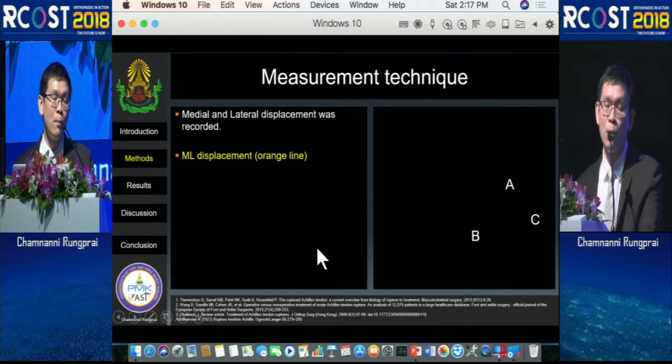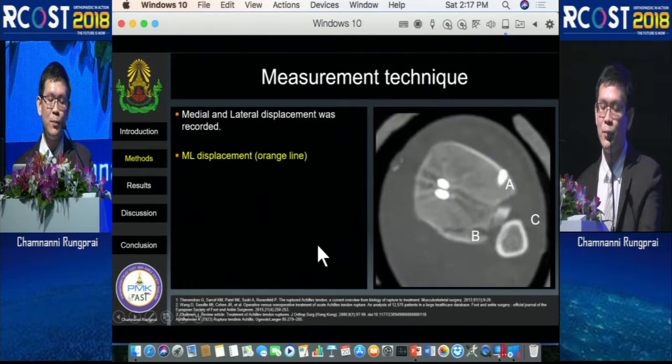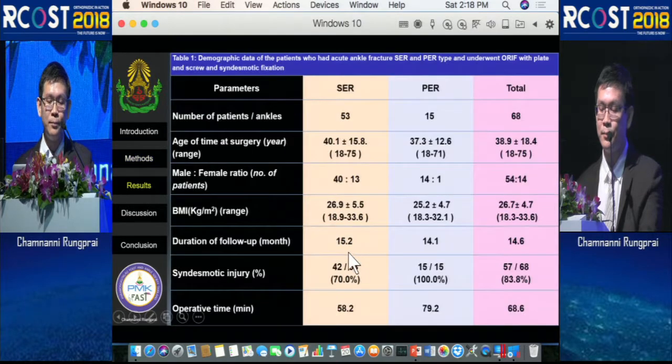On the other hand, we also measure the medial and lateral displacement. We use the same line and measure the inner part of the fibula from the AB line. If the fibula is close to the tibia, we call it overcompression. But if the fibula is far away from the AB line, we call it undercompression or lateral displacement.